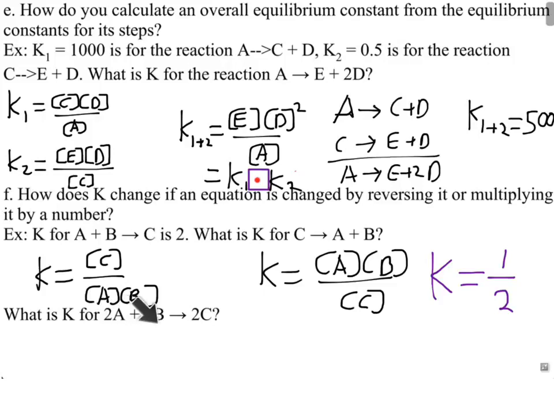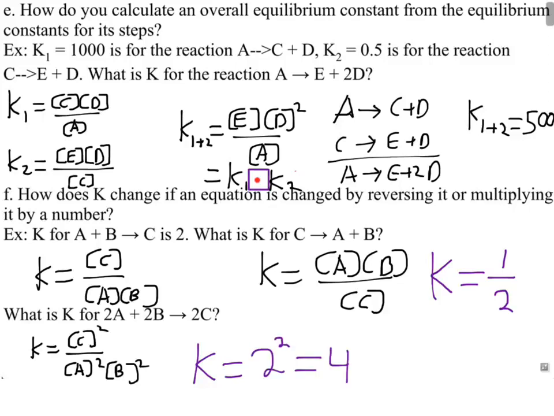And then if we were doubling that whole equation, then we're doubling the coefficients there, so we need to square everything, because the equilibrium constant is products over reactants raised to their coefficients. So if we're squaring everything, we would also square the value. So if you multiply an equation by a coefficient and you want the new equilibrium constant, then you would raise the old equilibrium constant to that power. So that'd be 2 squared, or 4.